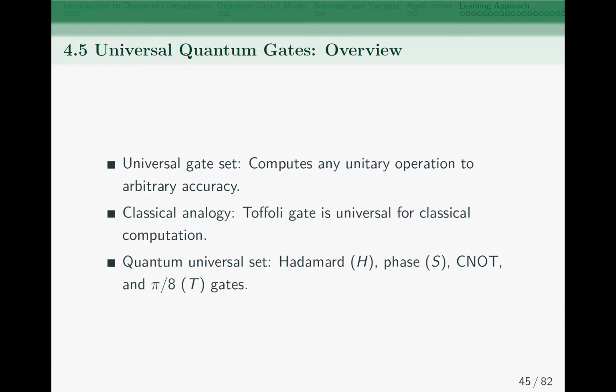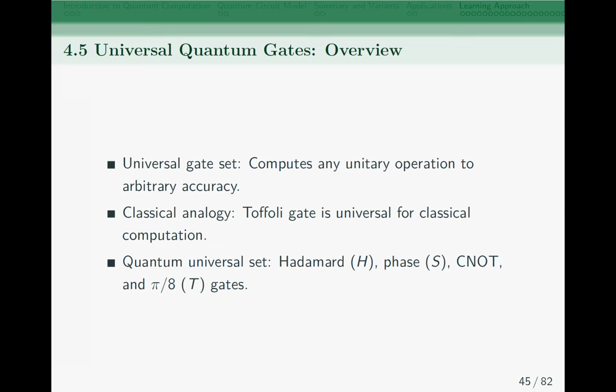A universal gate set means that there is a set of gates with which we can compute any unitary operation to arbitrary accuracy. That means that if you give me a unitary, there exists a sequence of gates in this set such that you can approximate your unitary to arbitrary accuracy, even if you cannot easily find the sequence. The classical analog is basically NAND gates. NAND gate is universal for classical computation.